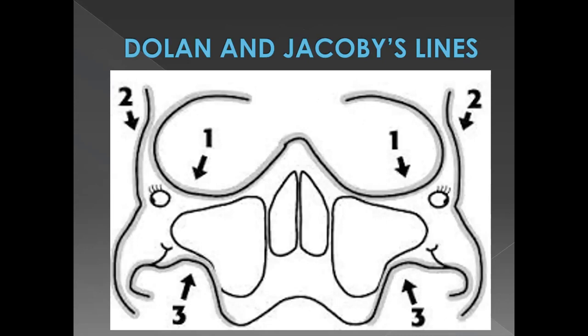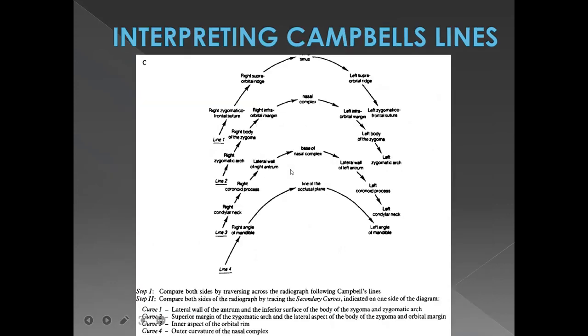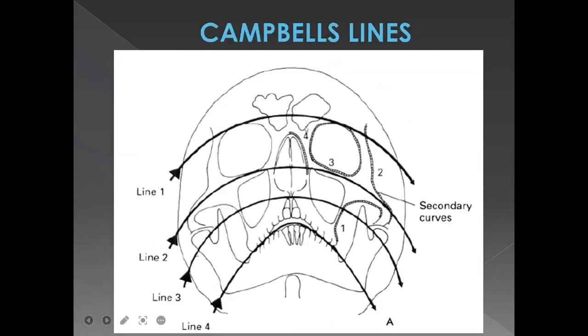So these are the Dolan and Jacobi's lines. These are basically 4 lines, only 3 are given in here. The 4th line is basically the lateral outline of the nasal cavity. That is Dolan line 4, but unfortunately I couldn't find a single picture in which all 4 lines were given together. However, in this picture, you can see line 4 is given over here. All right, if you just follow my cursor.